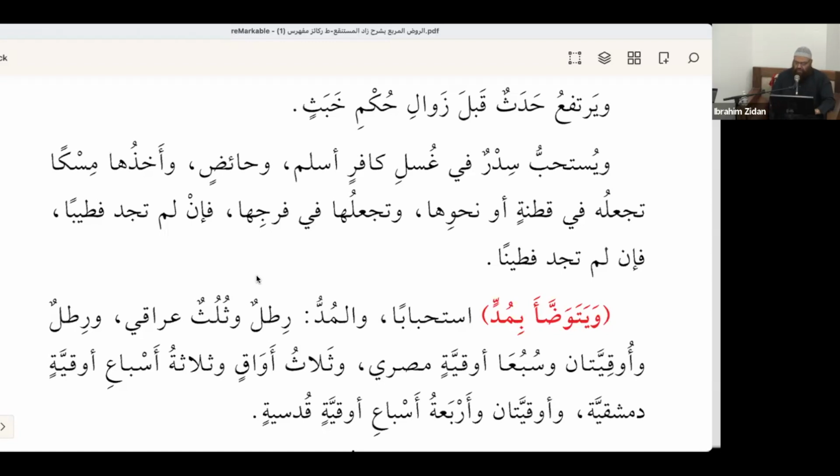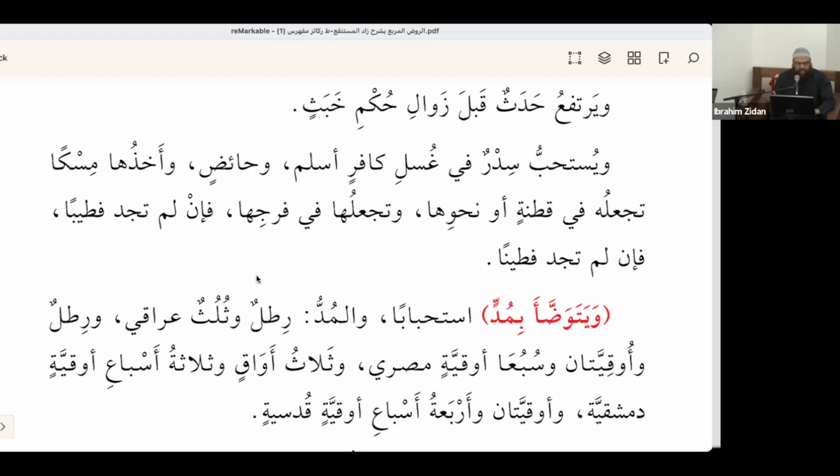Then he says, this is on page 155, وَيُسْتَحَبُّ سِدْرٌ فِي غُسْلِ كَافِرٍ أَسْلَمْ وَحَائِضٍ. A sidr is a plant that has a strong smell to it. It's recommended in the ghusl of a kafir who became a Muslim. We talked about a kafir becoming a Muslim. It's obligatory for him to take a shower, but not to be delayed. Using sidr is recommended because there's a hadith about it, and because it has a pleasant smell.